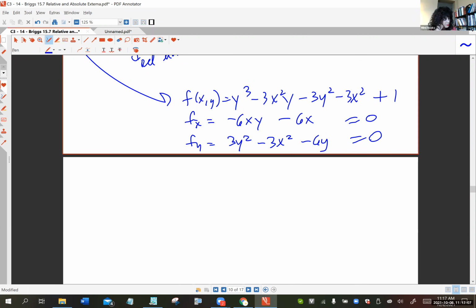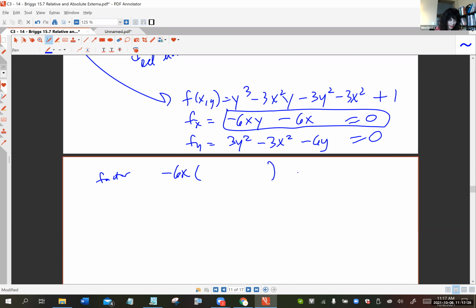So we're going to use the substitution method, of course, but it's going to be very interesting what happens here. Watch closely. I'm going to take the very first equation that involves fx, and I'm going to factor out a common factor. It looks like negative 6x is common to both terms. Then the other factor would be y plus 1, and that's still all equal to 0. Now the ZPP, the zero product principle, or zero product property: if something times something is equal to 0, then you set each of the factors separately equal to 0.